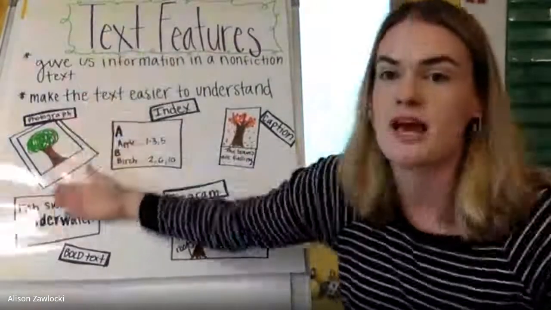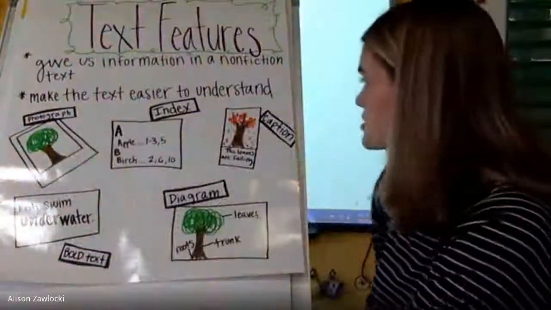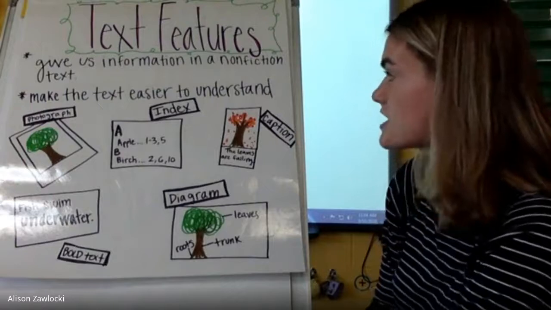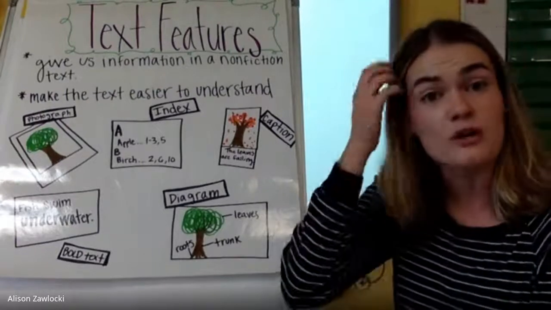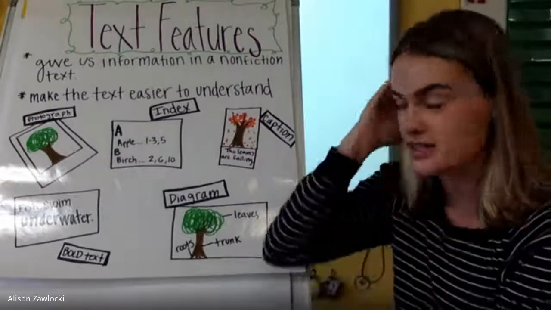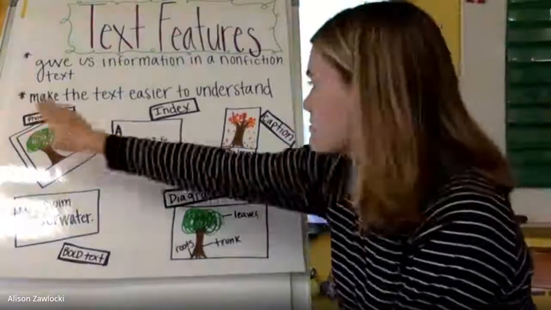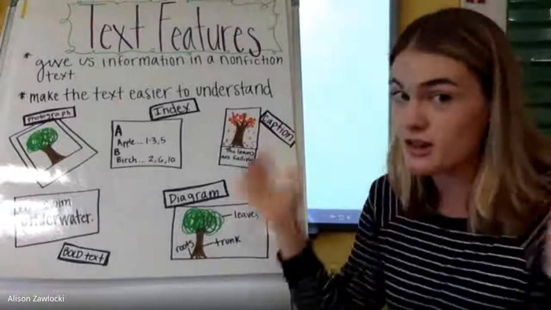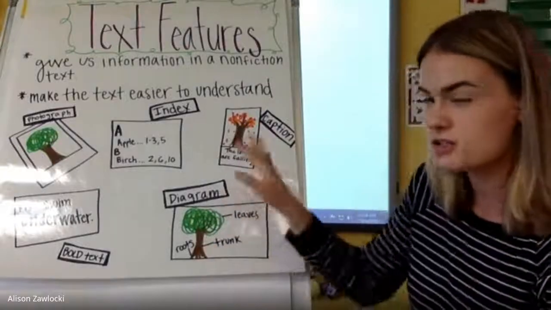So we're going to review text features. Text features give us information in a nonfiction text. So in a text that is true or real, it has real facts in it, just like hurricanes. They make the text easier to understand. So here are some examples. We learned a lot of them yesterday. So these are just a few of them.